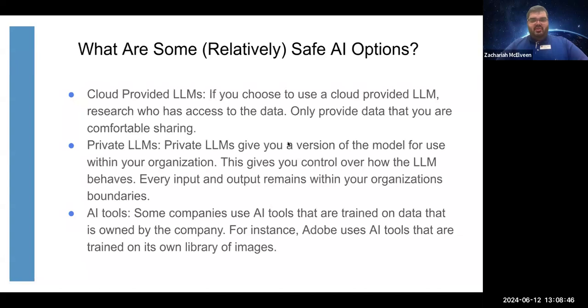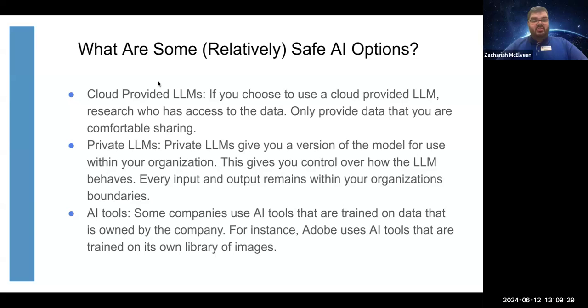So, what are some relatively safe AI options? When most people think of an AI model, they're going to be thinking about cloud provided LLMs, something like ChatGPT that's going to be on the internet. If you choose to use something like ChatGPT, then do your research and your due diligence about what information and data they're gathering and how they're using it, and only provide data that you're comfortable sharing. Don't give them anything that you don't want them to have access to, and you want to make sure that you consider them a trustworthy source.